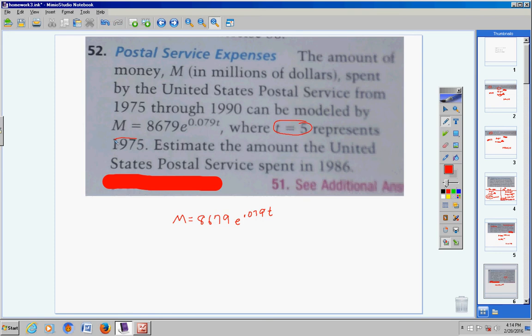It says right here that 5 represents 1975. So if 1975 is represented by 5, I'm going up to 1986. That's pretty simple. Add 5 years, so 1980 would be 10. Go up 6 more years, 1986 would be 16. So where the T is right here, I'm going to put 16. I'm going to put a parentheses and put a 16, and here we go. First of all, I'm going to multiply 0.079 times 16. Let me grab my calculator. 0.079 times 16, and you're going to get 1.264.